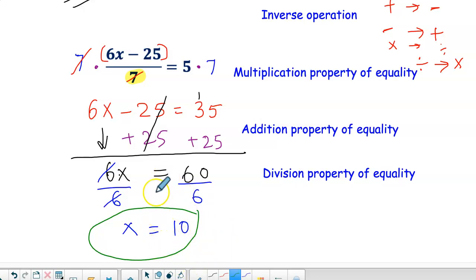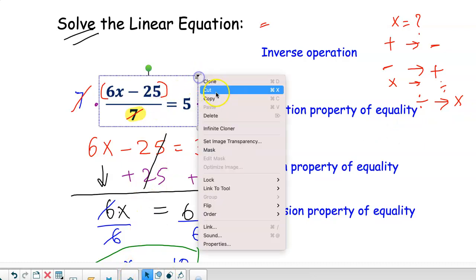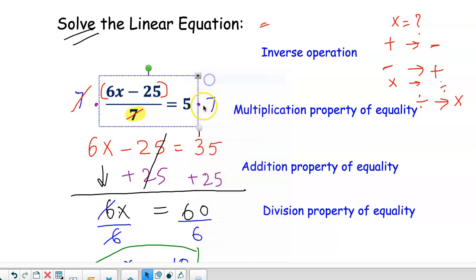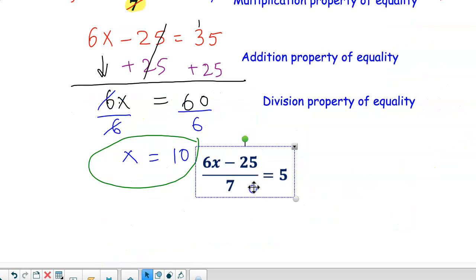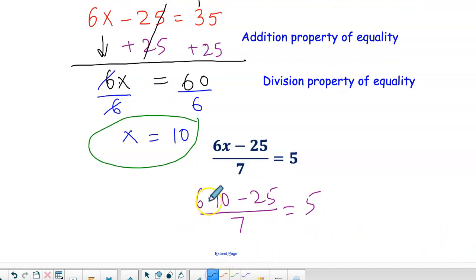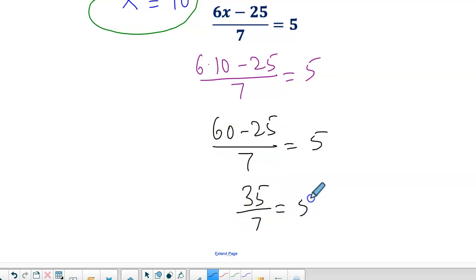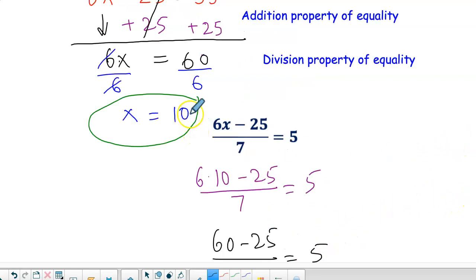You can even verify this answer by going back and substituting the value in the given linear equation. So I'll show you. Let us just substitute here. x is equal to how much? 10. Substitute. 6 times 10 minus 25 divided by 7 is equal to 5. So the right hand side is 5. See now. 6 times 10, 60 minus 25 divided by 7 is equal to 5. 60 minus 25, you have 35. 35 divided by 7 is equal to 5. Therefore, what is 35 divided by 7? 5, right? 5 is equal to 5, that is true. So your solution is right.